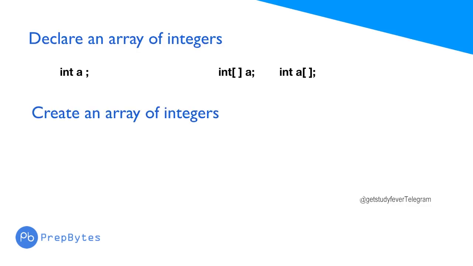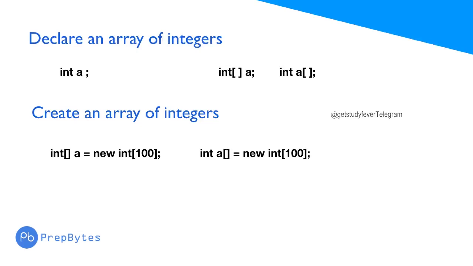Now, when we do int a, when we declare an array of integers, we have just declared it. We haven't created any array. We haven't reserved any memory for that particular array. So how do I do that? For creating an array of integers, this is a bit different in Java from C and C++. Here, this is one way, and this is another way. Both of them are the same. It's just the positioning of the square bracket. In the first case, we have the square bracket just after the int, and in the other case it's different.